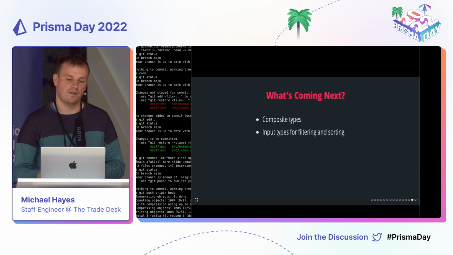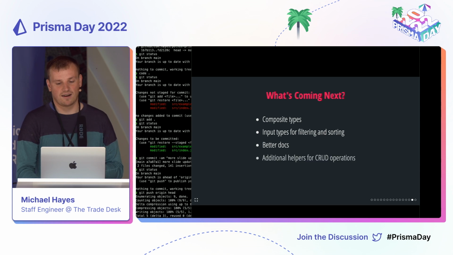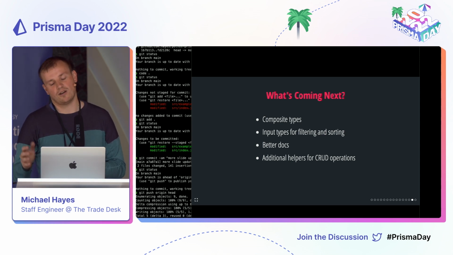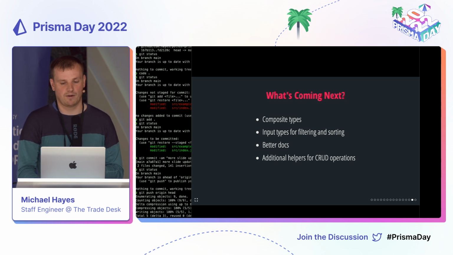And adding some new features for input types, filtering, sorting, better docs, and some helpers to make some basic CRUD stuff easier. Currently, it's a little bit complicated. There's a lot of manual stuff you have to do to set up a CRUD type API, and I don't think generation is generally a good solution, but this might be helpful for people building quick prototypes and things.